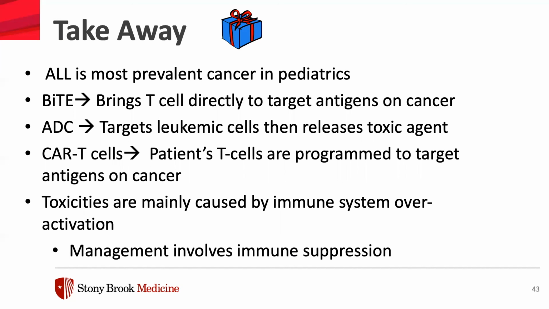So we have the BiTE therapies, or the bispecific T cell engagers, that bring the T cell directly to target antigens on the cancer, more specifically the CD19. We have the antibody drug conjugates, which target leukemic cells, then release the toxic agent to the cell. For CAR T cells, we use the patient's cells that are programmed to target antigens on the cancer. And the toxicities here are mainly caused by immune system overactivation. So the management would involve immune suppression.